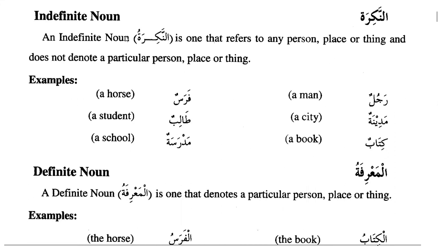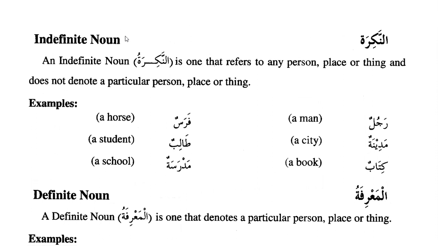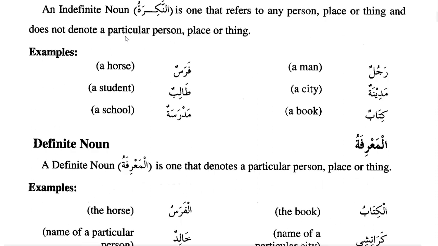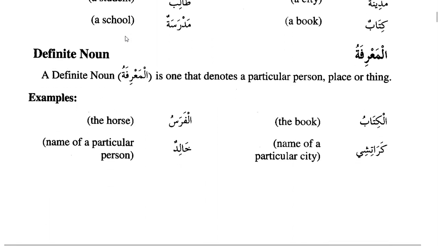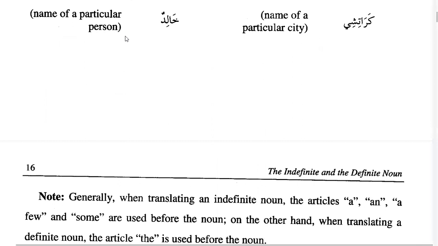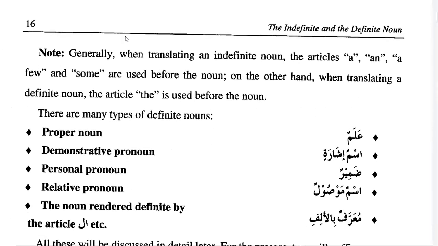Yeah, okay, general. Then it does not point to a particular person. Yes, it does not point towards a particular person or thing. Then what is Marifa? Marifa means definite noun. It denotes a name, a particular person or a place or a thing. Particular or specific. Nakira is not specific. Marifa is specific. A well-defined thing is called Marifa.